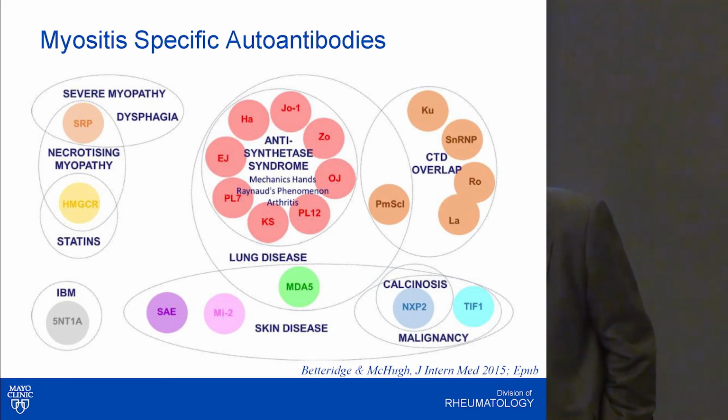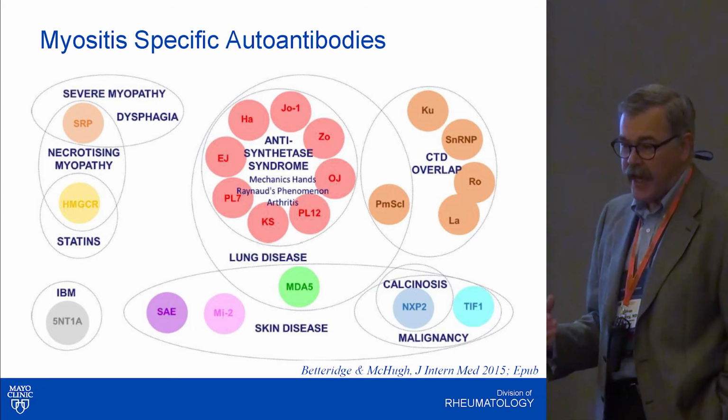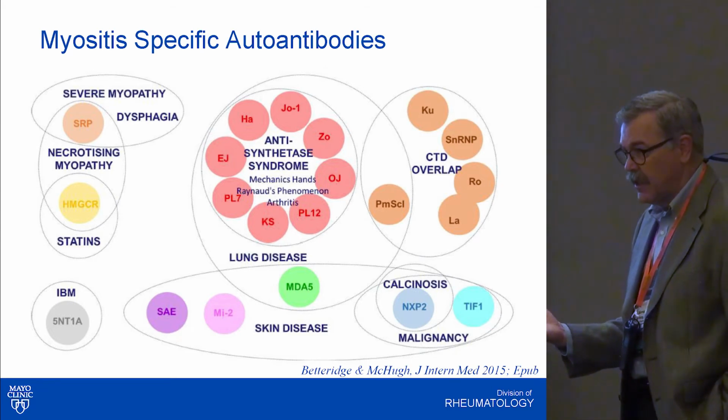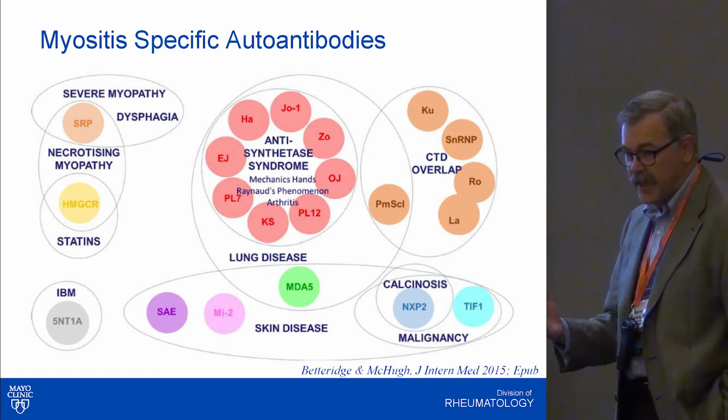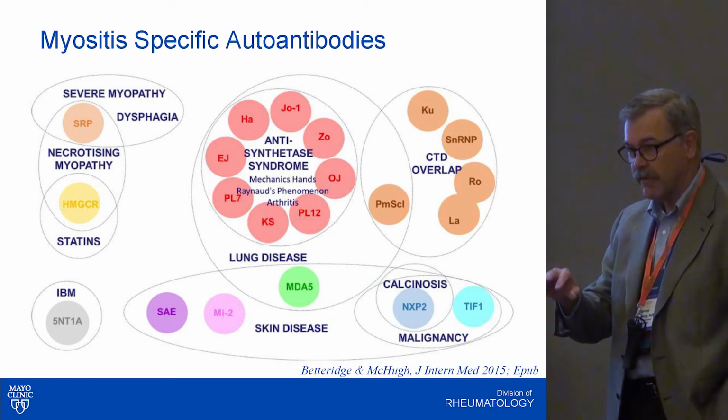Then there are a number associated with skin disease, with dermatomyositis. This MDA5 is lung and skin. MI2 is the initial dermatomyositis. And the last couple are recently identified ones called anti-NXP2 and anti-TIF1 gamma. Their significance is that they have an association with malignancy. The risk of having a patient with myositis and malignancy goes up if either of those is positive.